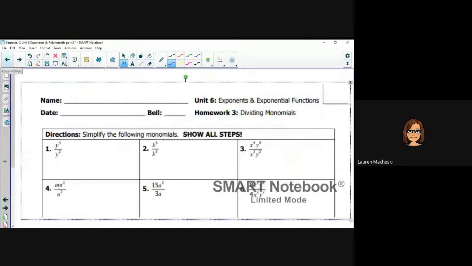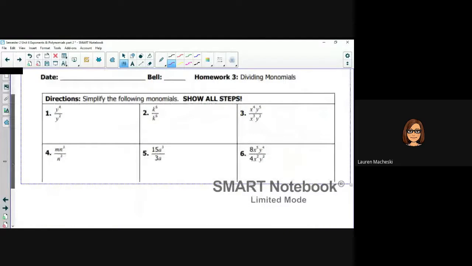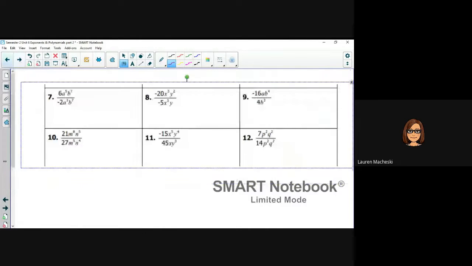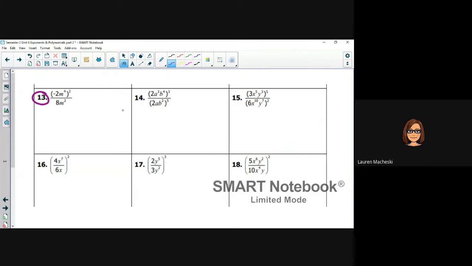All right, so homework 3, dividing monomials, the problems you're going to do on your own, and then you're going to take pictures of everything we did together and everything you did on your own. Circle these. 1, 2, 3, 5. Next one is 7 and 8. And then 13, 14, and 18. So that's 9 questions.